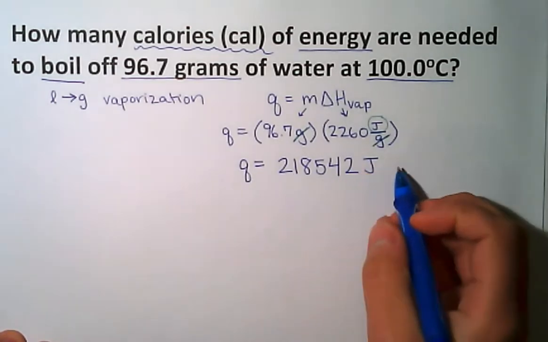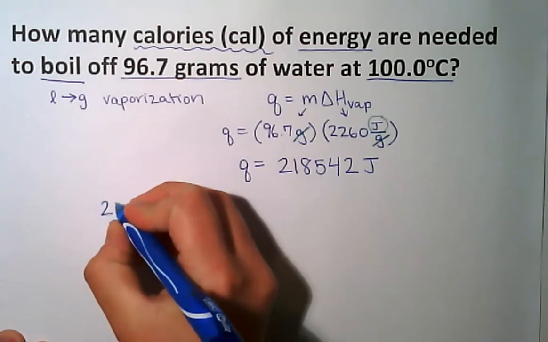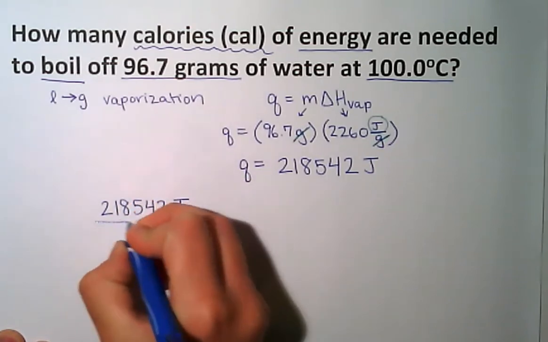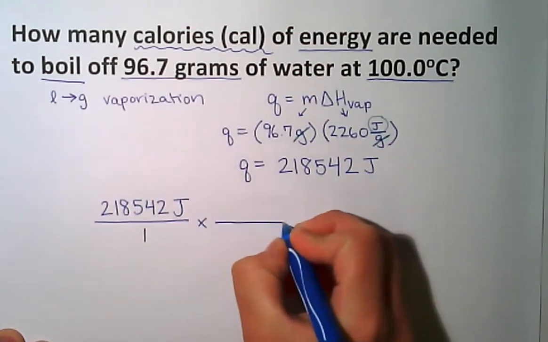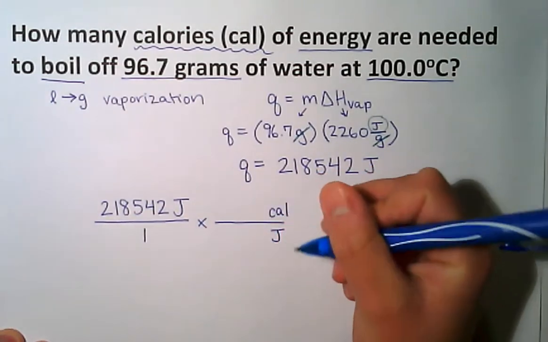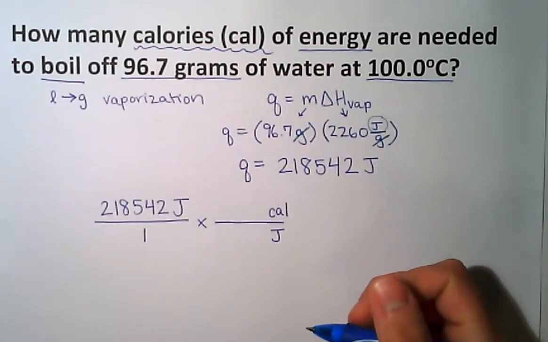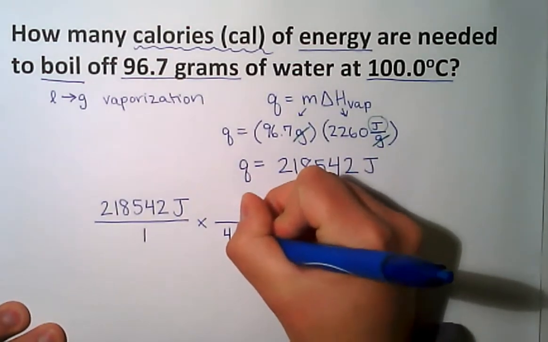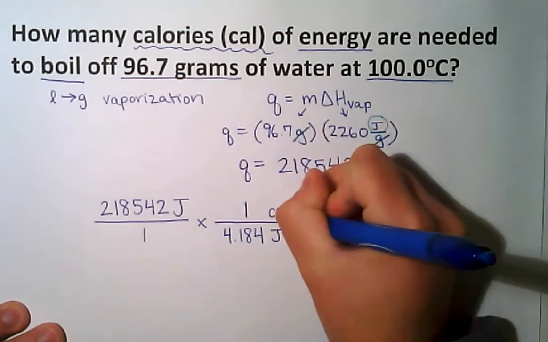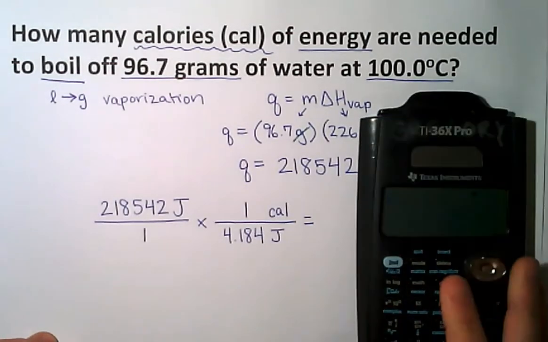Alright, and now that we have our answer in joules, we need to convert that to calories. So we're going to start with 218,542 joules over 1. We want joules to cancel, so joules goes on bottom, calories goes on top. And we know that this is not a metric conversion, so we do just have to know the conversion factor. And we know that there are 4.184 joules per every 1 calorie. So now we just need to divide this out.